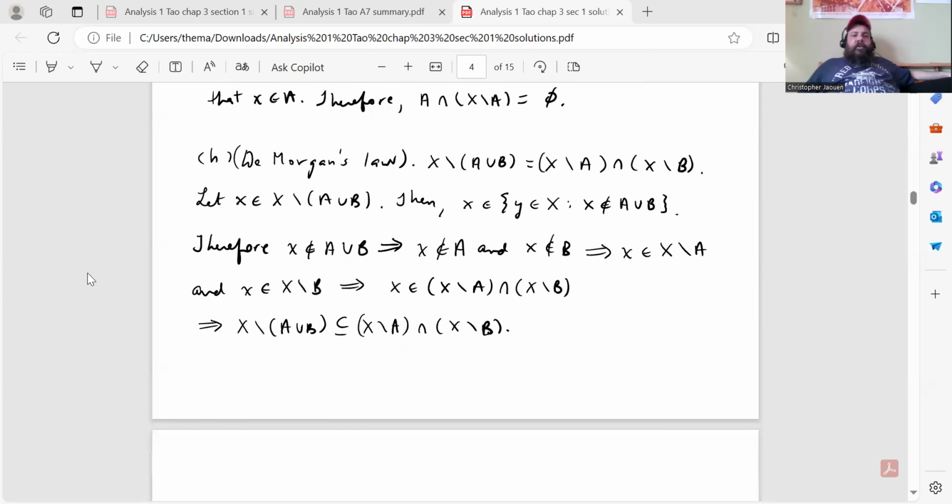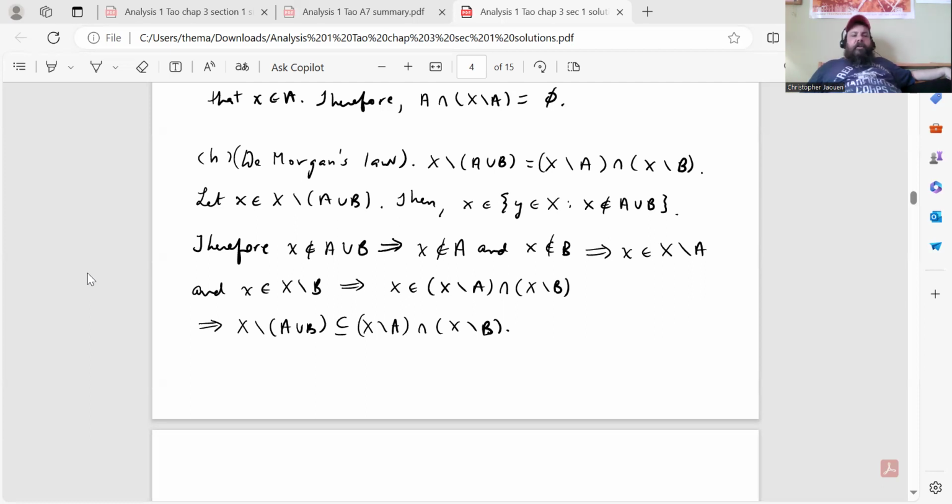Right, and the last one is De Morgan's laws. There's two versions of De Morgan's law. I proved one of them, and I skipped the other one just because it's done in a very similar fashion. Right, so here's the one that I did prove: X minus (A union B) equals (X minus A) intersect (X minus B). So here's my proof.